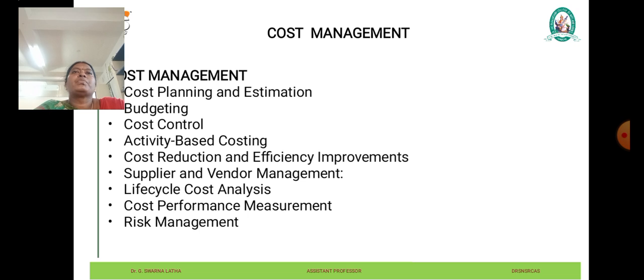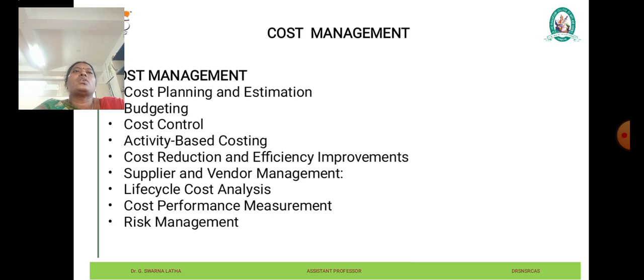Cost control. Cost control involves monitoring actual cost against budgeted costs and taking corrective actions to manage variances and deviations. This may include implementing cost reduction measures, renegotiating contracts, optimizing resource utilization, and eliminating unnecessary expenses to ensure that costs remain within budgetary constraints. Activity-based costing.